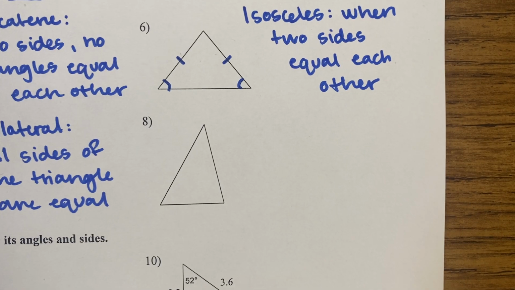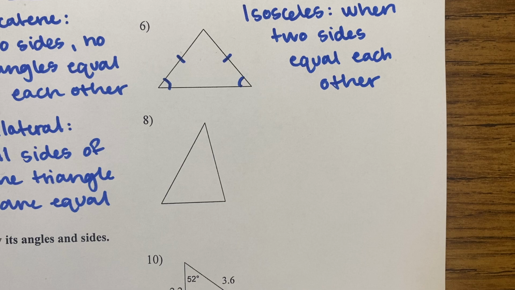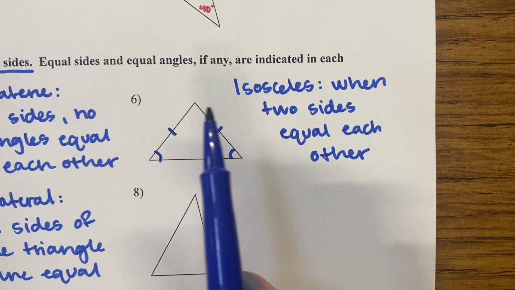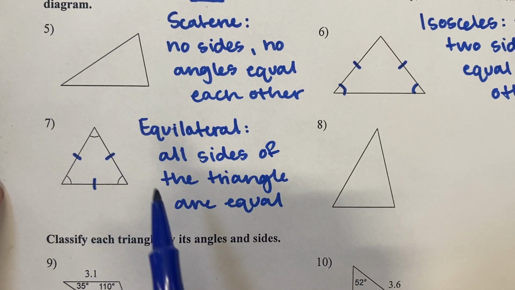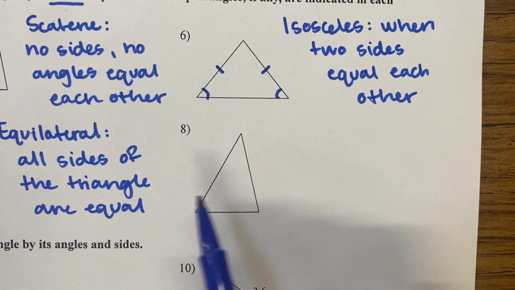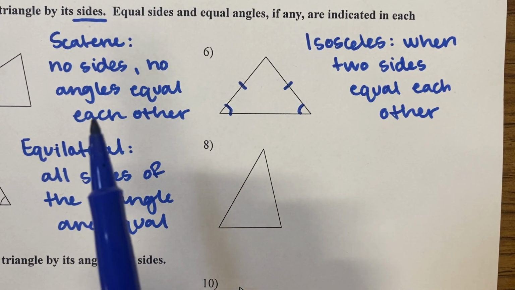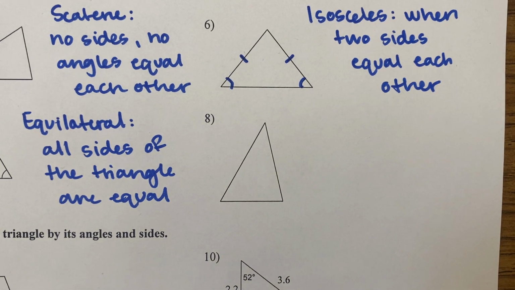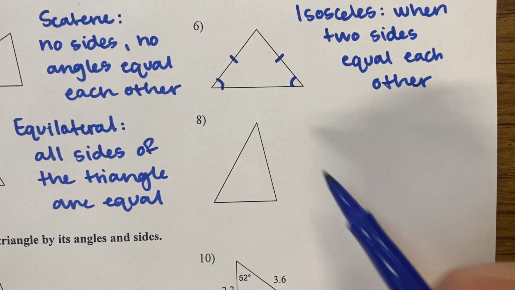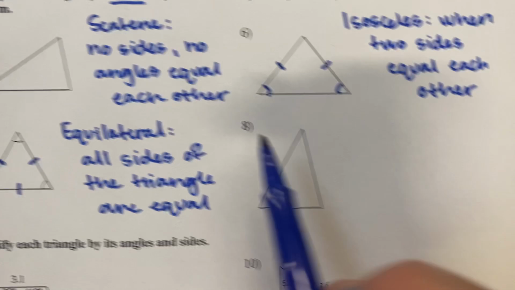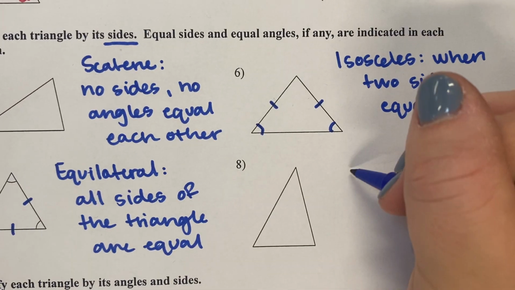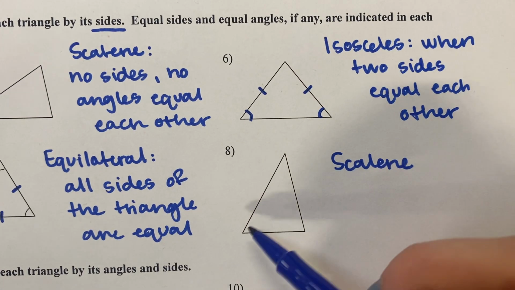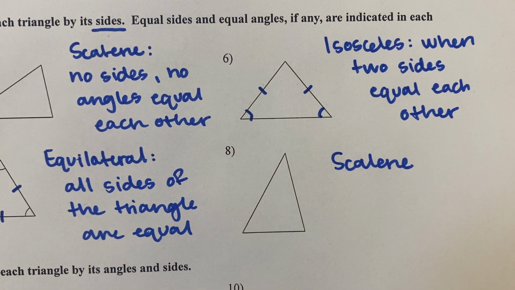Okay, now number 8. So we've talked about when no sides are equal to each other, when 2 of the sides are equal to each other, and when all 3 of the sides are equal to each other. So looking at number 8, which one would it be? Would it be scalene, isosceles, or equilateral? Well, number 8, we don't see any tick marks on our triangle that indicate the sides are equal. Also, we don't see any of the swooshies that indicate the angles are equal. So again, this guy, when no sides and no angles equal each other, is scalene. None of the sides of this triangle equal each other.